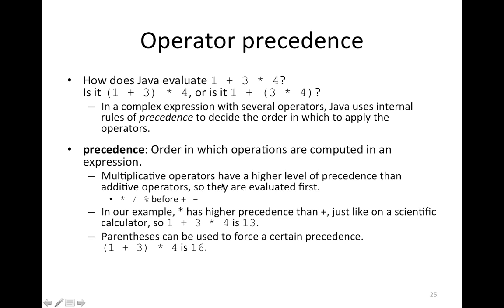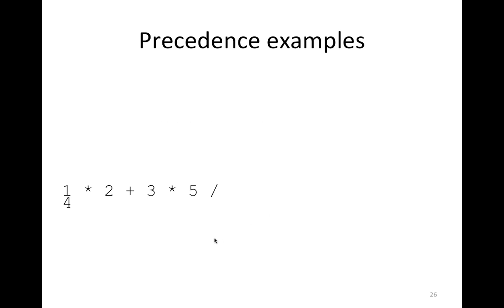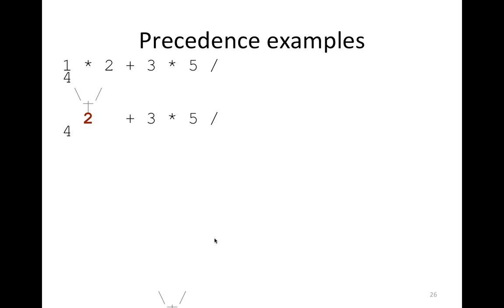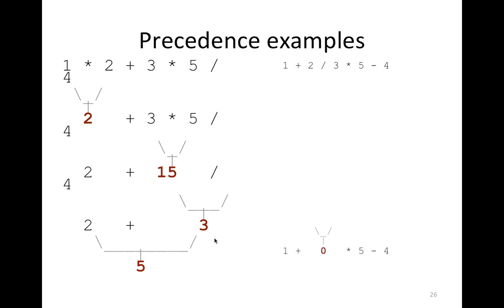Multiplicative operators have a higher level of precedence. So in our example here, 3 times 4 is evaluated first and then added to 1. So that's why it is 13. If you use parentheses, then it is going to be 16, because 1 plus 3 is 4, and 4 times 4 is 16. So just be careful and look at the expression more carefully. Okay, precedence examples, just to give an overview.